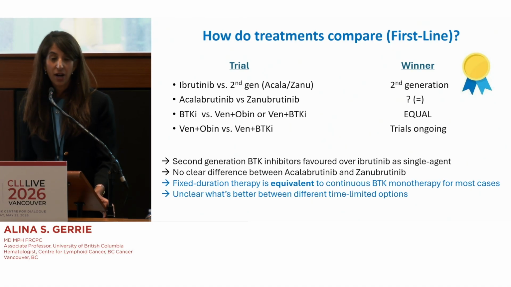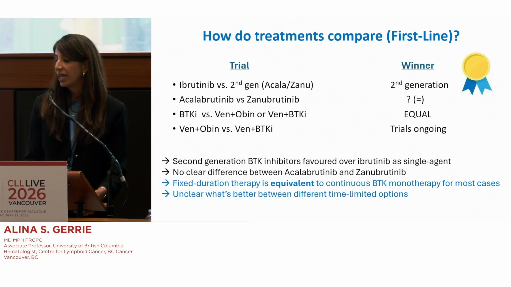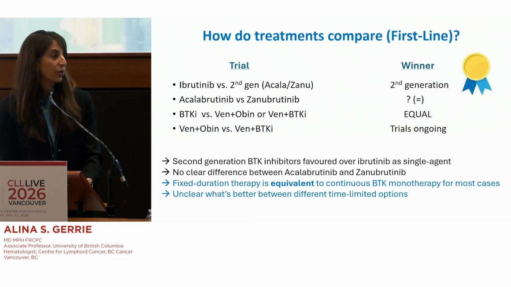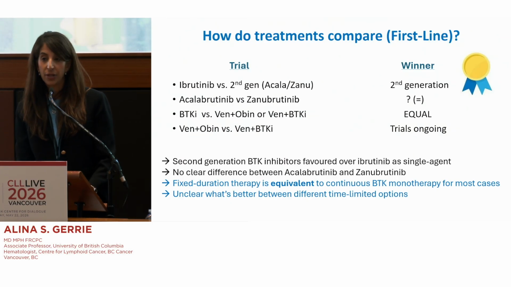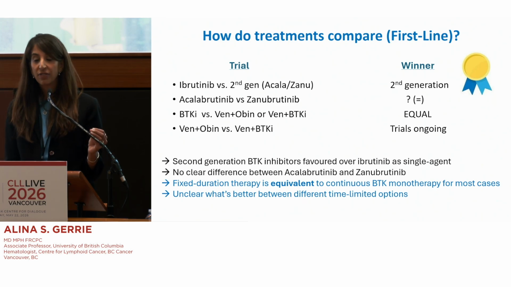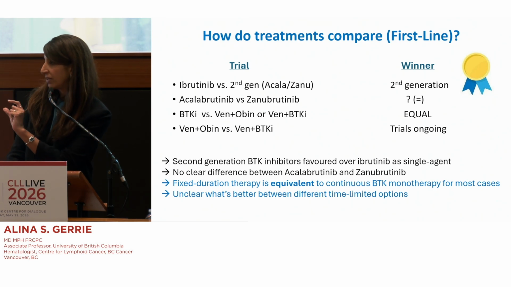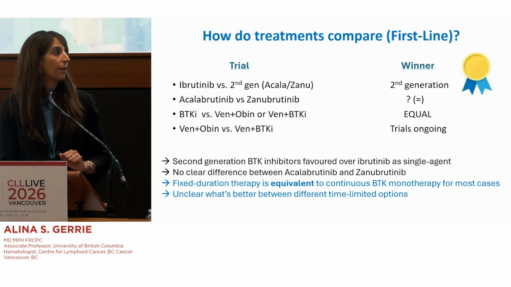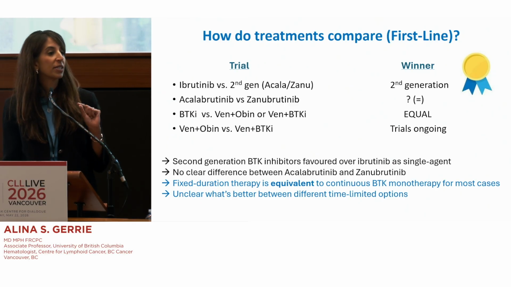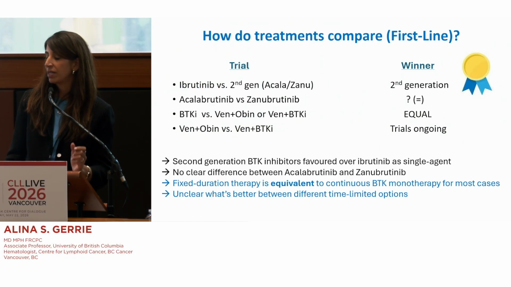So to summarize this particular slide, we know that second generation BTK inhibitors are favored over ibrutinib as a single agent. We know that there's no clear difference between acalabrutinib and zanubrutinib. We know that fixed duration treatment is equivalent to continuous BTK monotherapy for most cases. Maybe the deletion 17p is a caveat there. And it's unclear what's better between our different fixed duration or time-limited options.